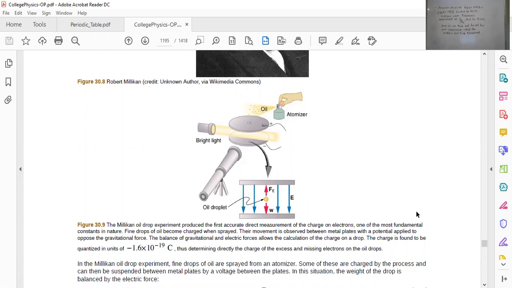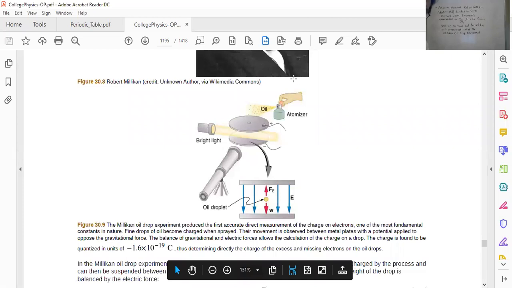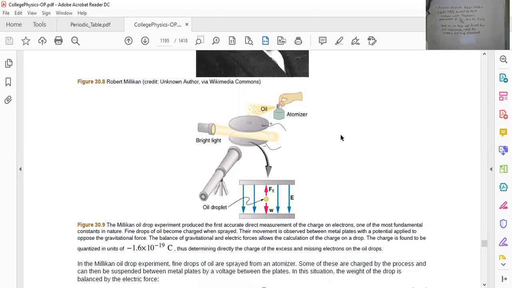In this experiment performed by Millikan, what you see is two plates. This up here is a blow-up of what's in the whole experiment, which is really shown in the lower part. Now the upper plate is positive, the lower plate is negative. So again, we know what happens with parallel plates: there's a nice uniform electric field between them, going from the positive to the negative. You also see a bright light on the side, and what's called an atomizer. It's essentially a spray bottle that sprays out little oil particles. Millikan chose to use oil instead of water because oil doesn't evaporate as readily as water does.